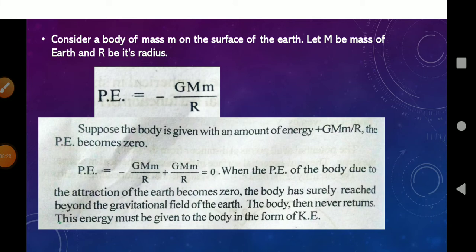So if you consider a body of mass m on the surface of the earth, the potential energy is given by minus GMm by R. If we give an amount of energy plus GMm by R, then the total potential energy of the body due to the attraction of the earth becomes 0. That means the body has surely reached beyond the gravitational field of the earth and never returns. So this energy must be given to the body in the form of kinetic energy.